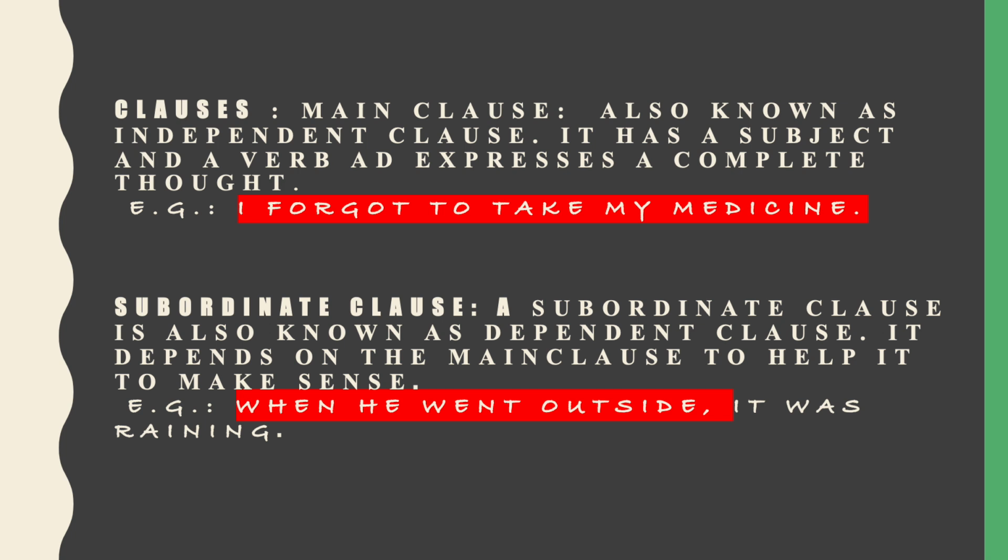So just check the example in here. I forgot to take my medicine. It makes complete sense. It doesn't need any other sentences to complete it. That is the main clause. Whereas for a subordinate clause: when he went outside, it was raining. Here, when he went outside is not making complete sense unless we have the next sentence, that is, it was raining. So when he went outside is a dependent clause. It is depending on the next sentence. So when he went outside is called the subordinate clause.